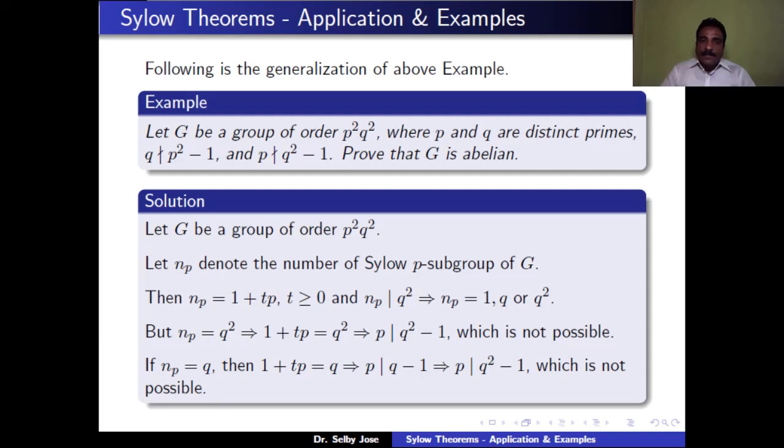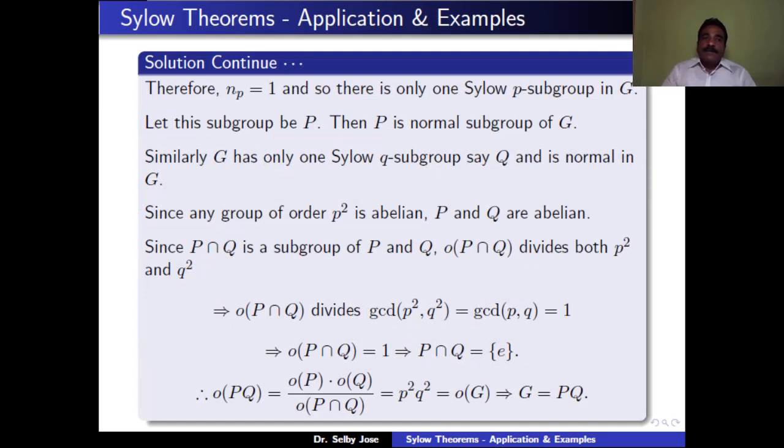And if n_p is equal to q, then 1 plus tp is equal to q implies p divides q minus 1 implies p divides q squared minus 1, which is also not possible. Therefore, n_p is equal to 1, so there is only one Sylow p-subgroup in G. Let this subgroup be P. So then P is a normal subgroup of G.